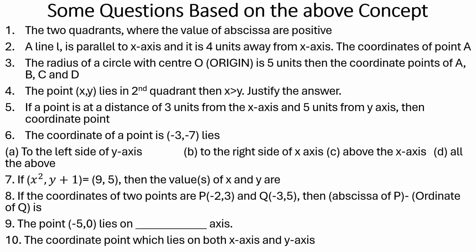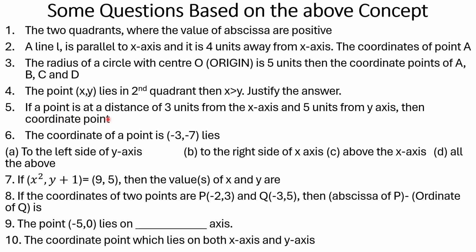The point x, y lies in the second quadrant. X is greater than y. Can we justify the answer? Second quadrant means x value is negative and y value is positive. So x is negative here. A negative value is greater than the positive value? Of course, the answer is wrong. In the second quadrant, the x value is less than the y value. Then move on to the fifth question.